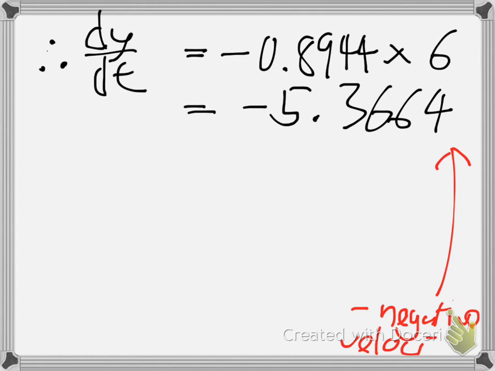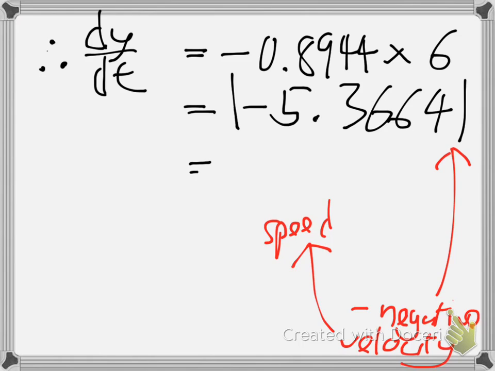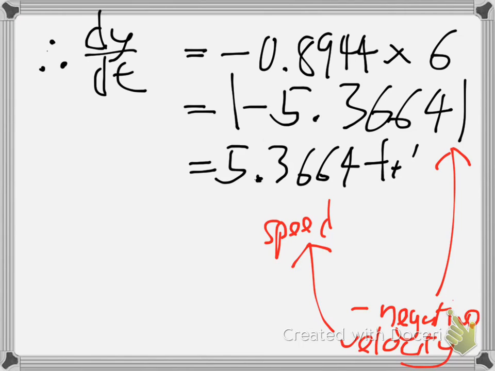Now we have to take the modulus of it, because this one is actually a negative velocity. In order to fulfill the question's requirement, which is how fast is the top of the ladder sliding down the wall, we must change it into speed. That's why we have to take the modulus. So we put modulus over here, and it would become 5.3664 feet per second. So that's all.